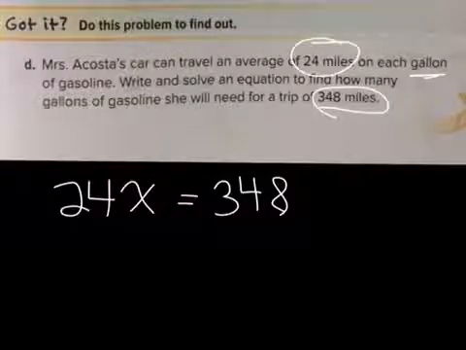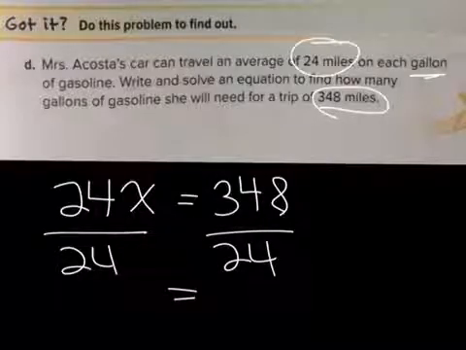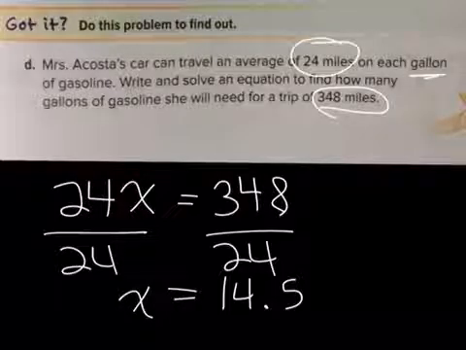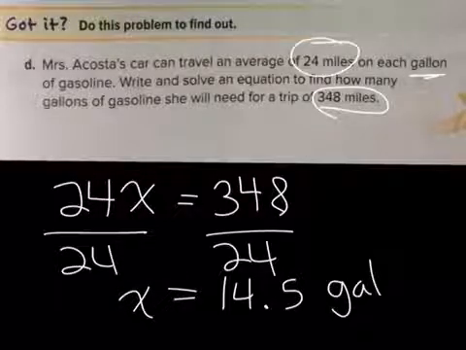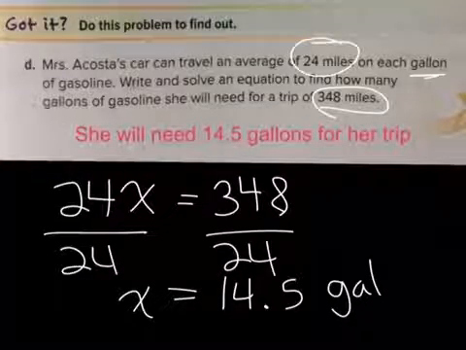So again, we divide out the 24 from both sides, okay, and we get x equals 14.5, and that unit is gallons. So your therefore statement should state she will need 14.5 gallons for her trip.